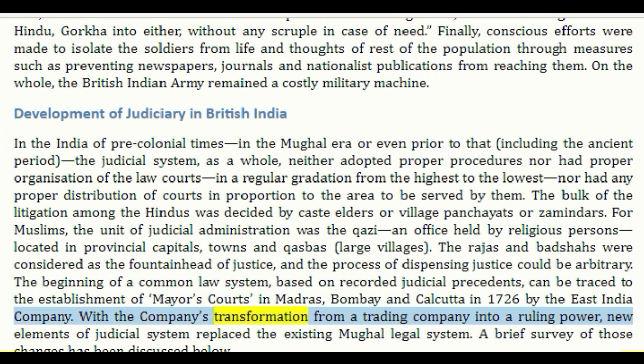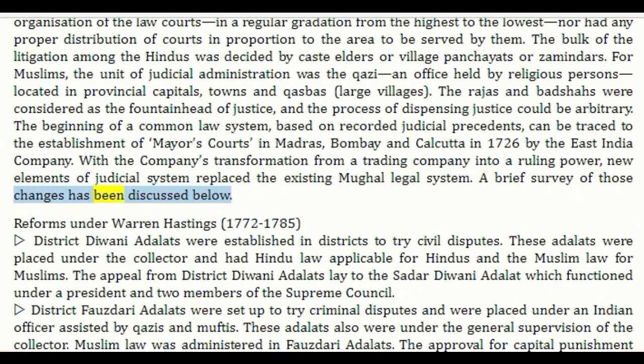With the company's transformation from a trading company into a ruling power, new elements of judicial system replaced the existing Mughal legal system. A brief survey of those changes has been discussed below. Reforms under Warren Hastings, 1772 to 1785. District Diwani Adalats were established in districts to try civil disputes. These Adalats were placed under the collector and had Hindu law applicable for Hindus and the Muslim law for Muslims.